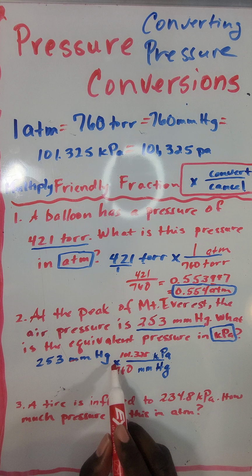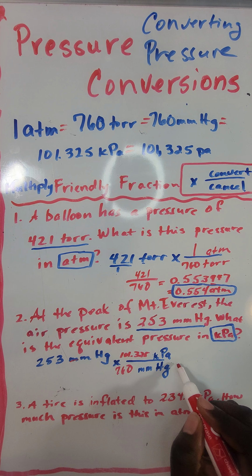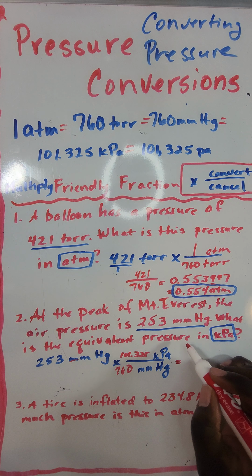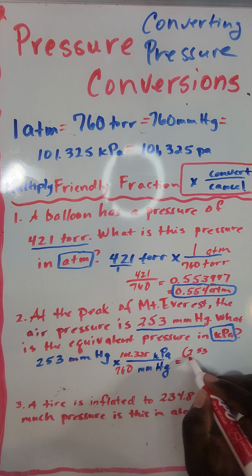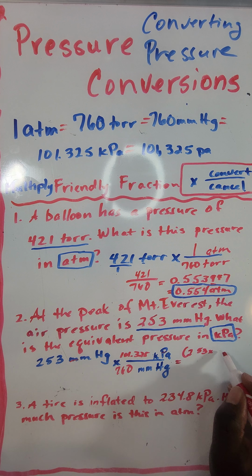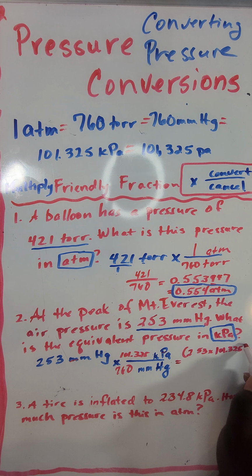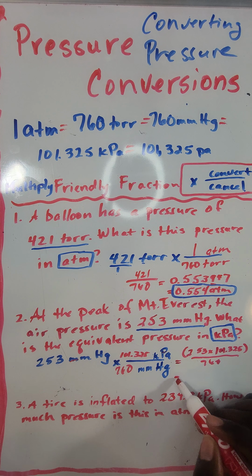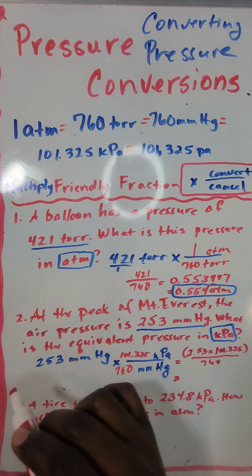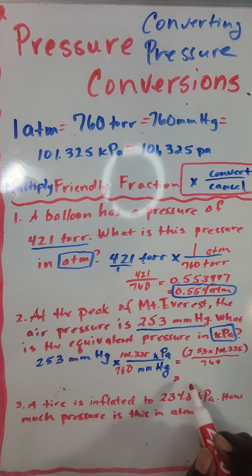All right, so then we're going to multiply the top. So the 253 times the 101.325. And then divide here. I'll just write it out so you can see. 253 times 101.325. So when you do that, you then divide that by 760. All right, so do the math. You can pause the video, do the math. And in the end, it's going to give you 300.